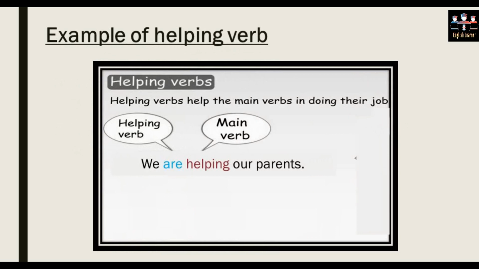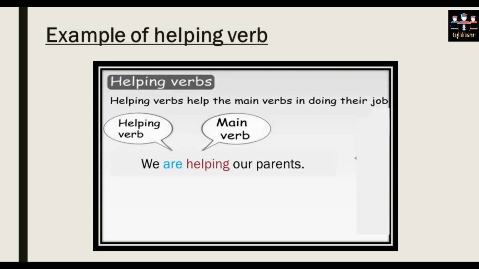Let us deal with an example of a helping verb. As we know, the helping verb just helps the main verb in doing its job. So let us implement this concept on an example. The example is, we are helping our parents. In this example, are is actually the helping verb as it is helping the main verb give a meaning in order to clear its tense. So are is the helping verb and helping is the main verb in the sentence.